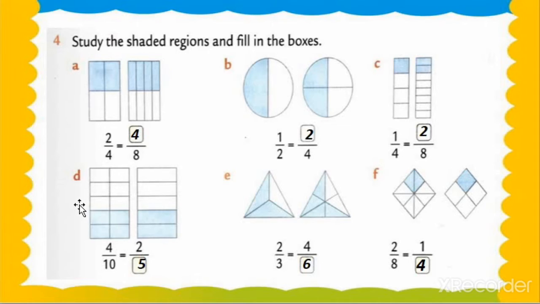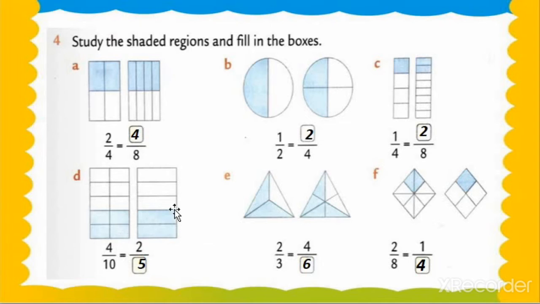Understood? Now question number D. Let's check question number D. How many parts are in figure number 1? 1, 2, 3, 4, 5, 6, 7, 8, 9 or 10. Total 10 parts are there. That's why we are writing 10. And how many parts are shaded by blue color? See this, 1, 2, 3 and 4. 4 parts are shaded by blue color. So that's why we write the fraction as 4 by 10, 4 upon 10.